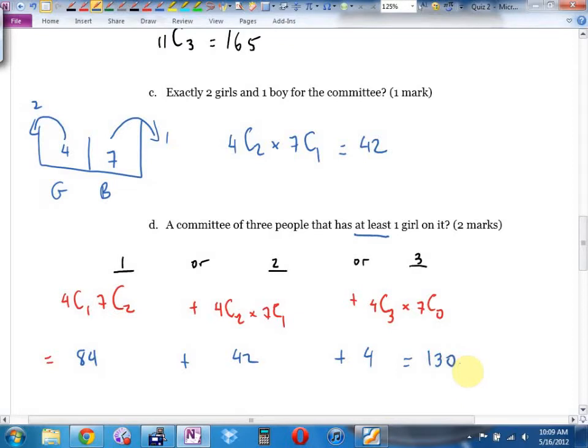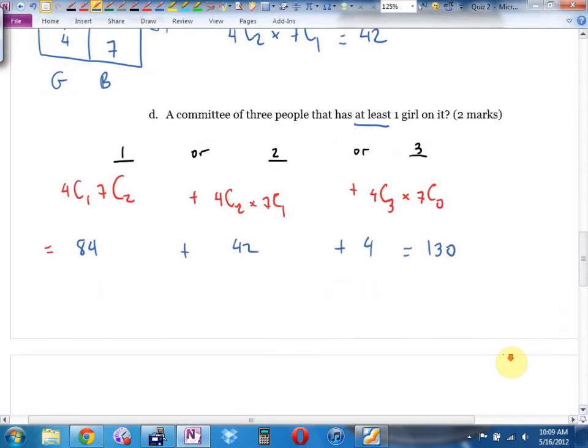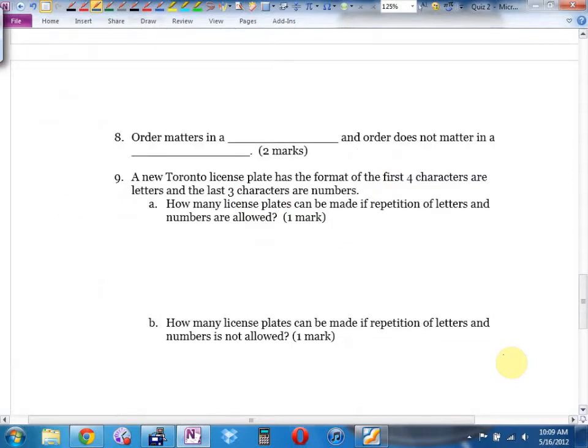In terms of part marks, I would give you 1 mark for that line, 1 mark for the answer. And then I would turn the page. Order matters in a permutation, doesn't matter in a combination.